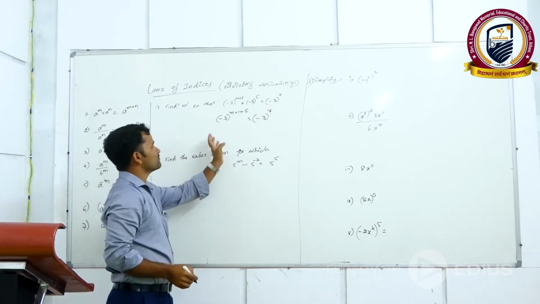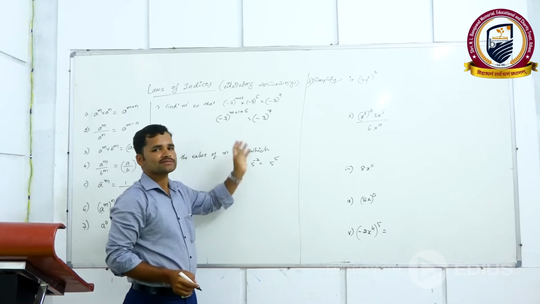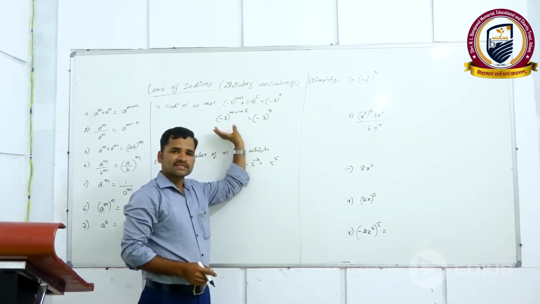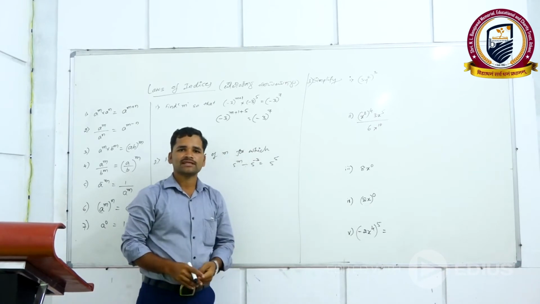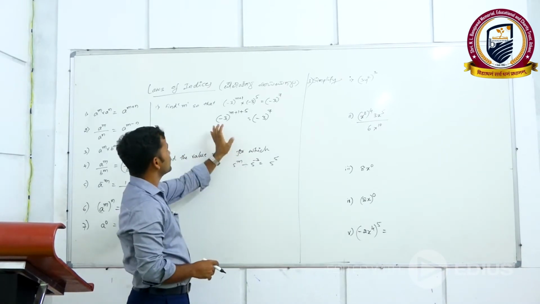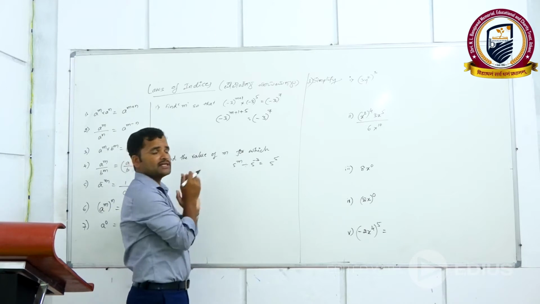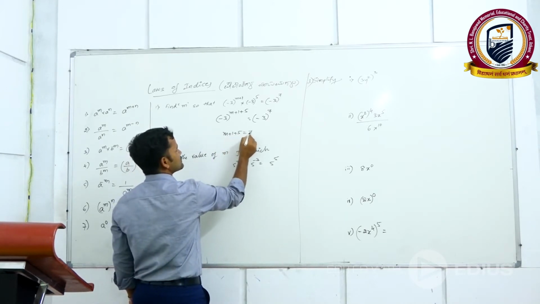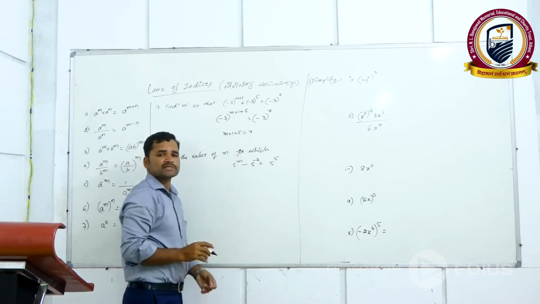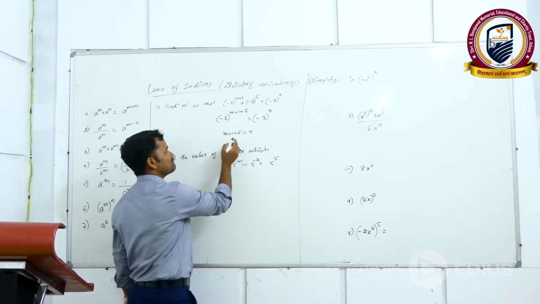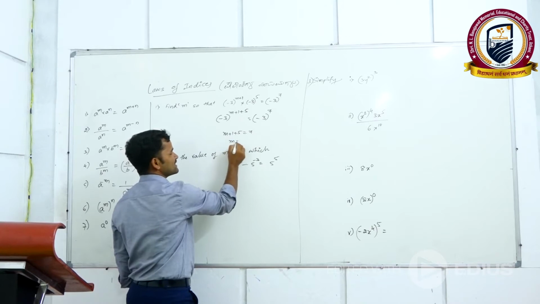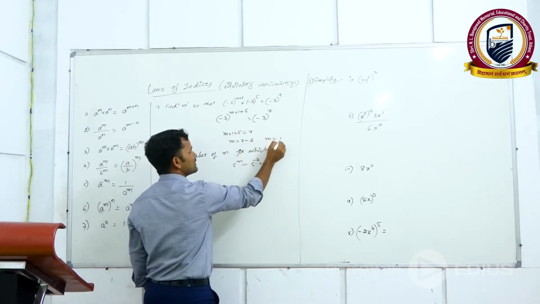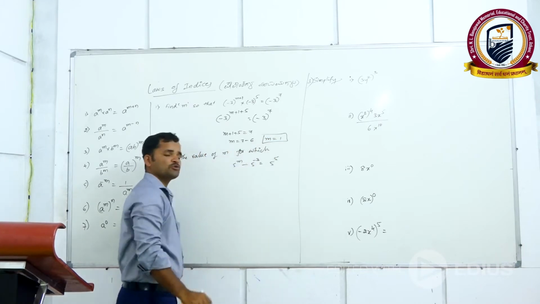Now you see, both side bases are same. Equal to symbol is there, in the sense whatever is there in the left hand side, same thing should be there in the right hand side also. So bases are same. Equate the exponents, that is m plus 1 plus 5 is equal to 7. m plus 6 equal to 7, m is equal to 7 minus 6. So value of m we got 1.